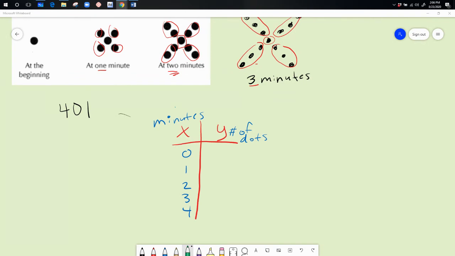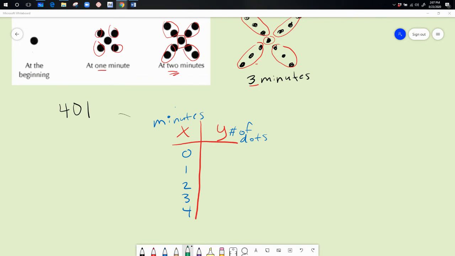All right, so now that you've had a chance to do all that, here is the table I've made so far. You can see that x is the number of minutes and y is the number of dots. So on the x side, I started off with 0. That was at the beginning, whenever 0 minutes have passed. And then at 1 minute, 2 minutes, 3 minutes, 4 minutes, and I stopped there. Obviously, the table goes on forever, but I'm not drawing a whole bunch of numbers.